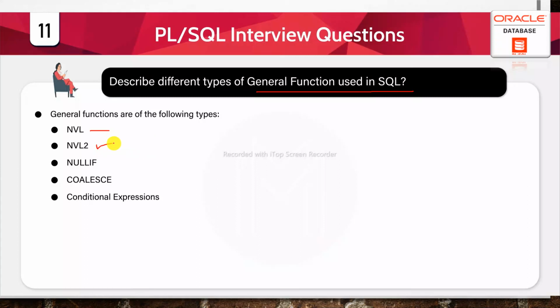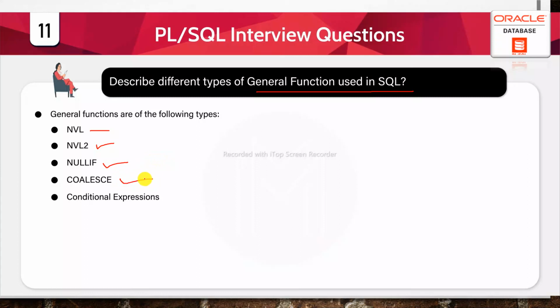Again, NVL2 has three expressions. One is the column, second a value, and third again a value. If the column value is null, it will take the third expression. If the column value is not null, it will take the second expression. Next, NULLIF. NULLIF takes two expressions or two arguments. If the two arguments are the same, it will return null. If they are not the same, then it will take the first expression or first argument as the result.